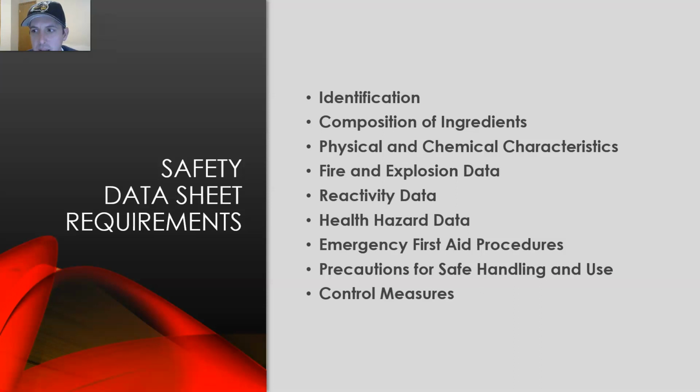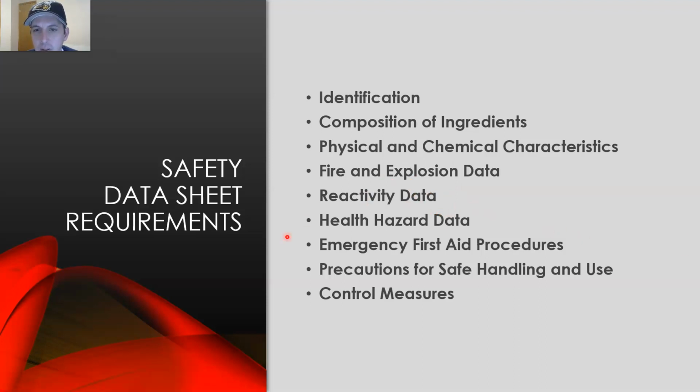Fire and explosion data makes relative sense. If there are circumstances that the chemical may cause a fire or an explosion to occur, it needs to be identified, as well as what to do if a fire or chemical reaction and explosion does occur, what sort of extinguishing agents are available for that. Reactivity data as far as what other chemicals these might react to and they need to be avoided and how to properly store those chemicals.